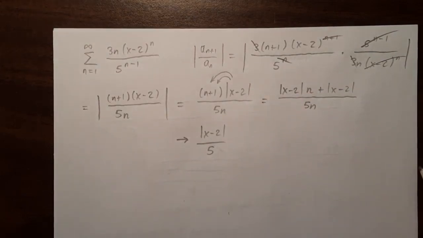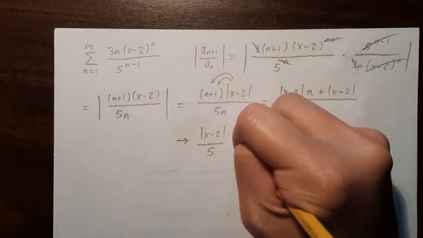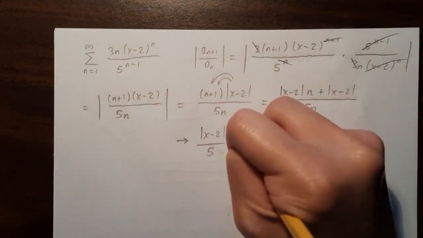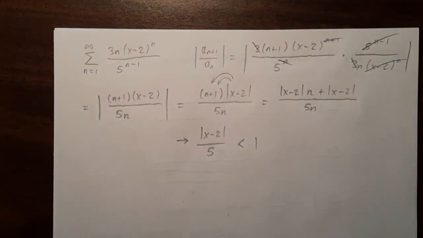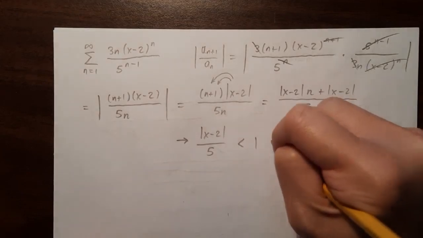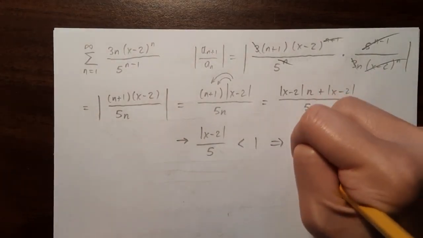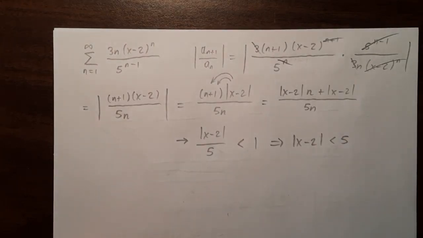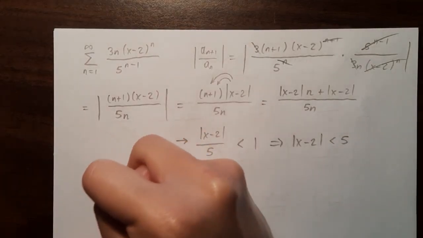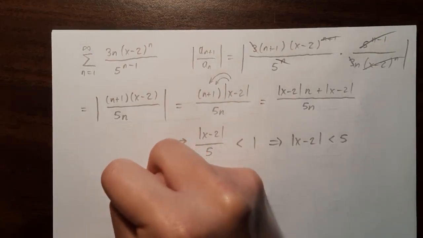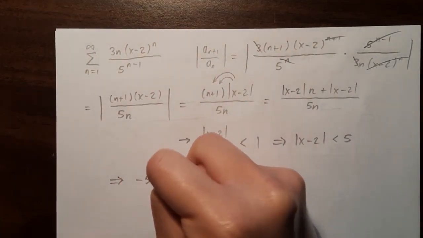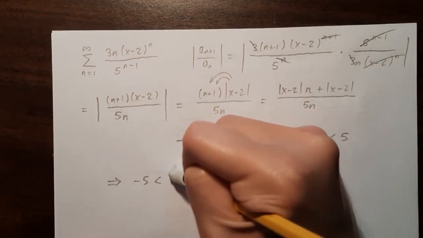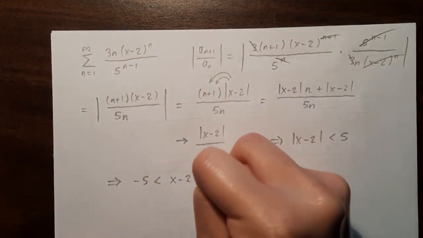According to the ratio test, we want this ratio to be less than 1. So we're hunting for x values that make this true. Let's solve the inequality then. Multiply both sides by 5, and we get |x minus 2| is strictly less than 5. And if I want to undo the absolute value, it breaks apart like this: negative 5 less than x minus 2, without the absolute values, less than 5.